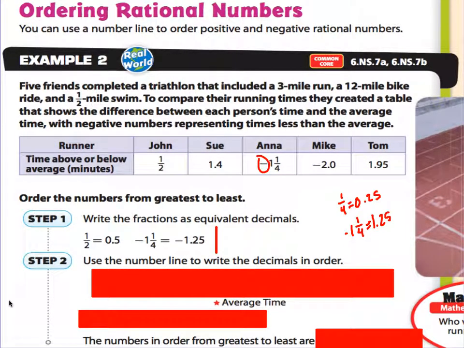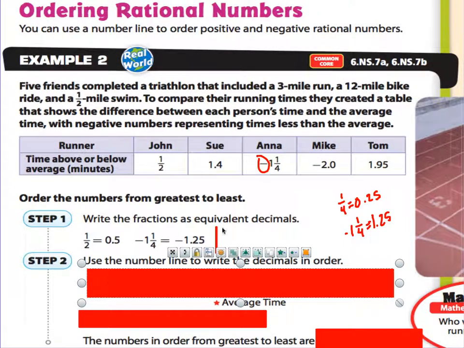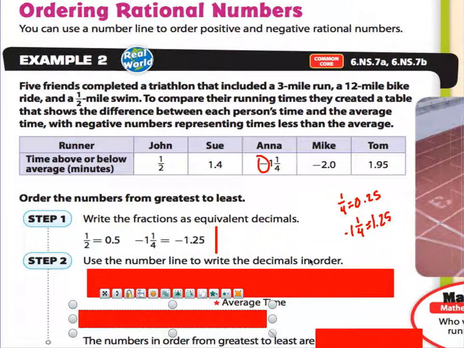Now I can go through and I can compare them and put them in order. I can put them on a number line, okay? But what I want to do is I actually want to compare them based on their numbers. So here I have, instead of 1/2, I have 0 and 5/10. And here I have 1 and 25 hundredths, but it's negative.